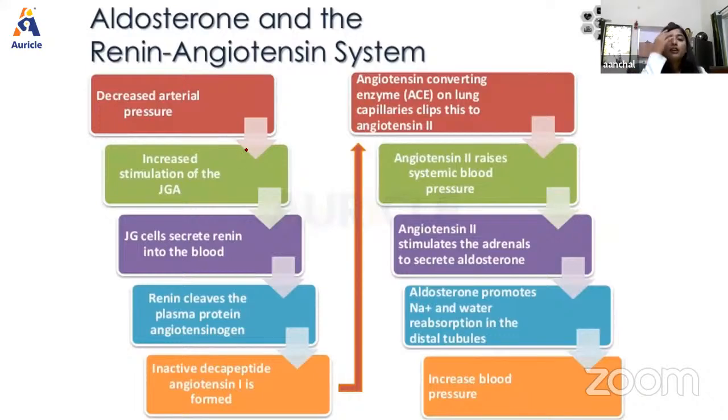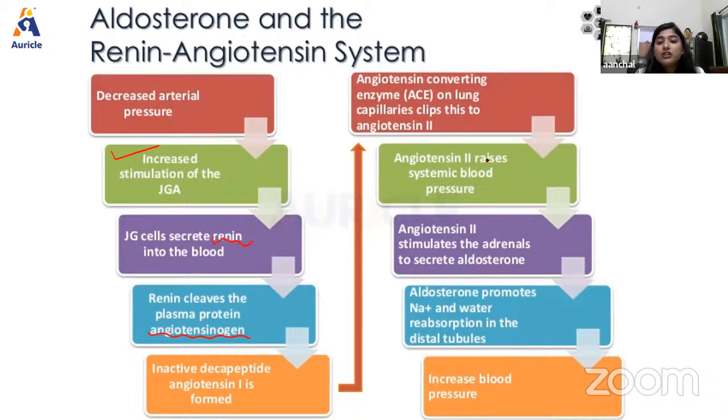One more flowchart we have for the RAS system, in which they have shown that whenever there is decreased arterial pressure, there will be increased stimulation of JG cells, which causes the secretion of renin into the blood. Then renin cleaves the plasma protein angiotensinogen, and the inactive decapeptide angiotensin 1 is formed. Then angiotensin converting enzyme in the lung capillaries clips this to angiotensin 2, as we have seen.